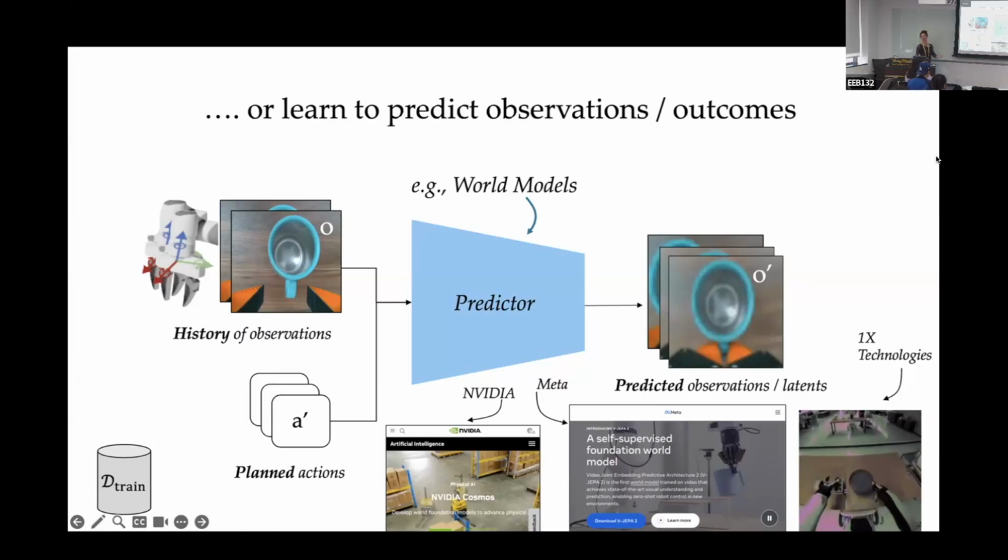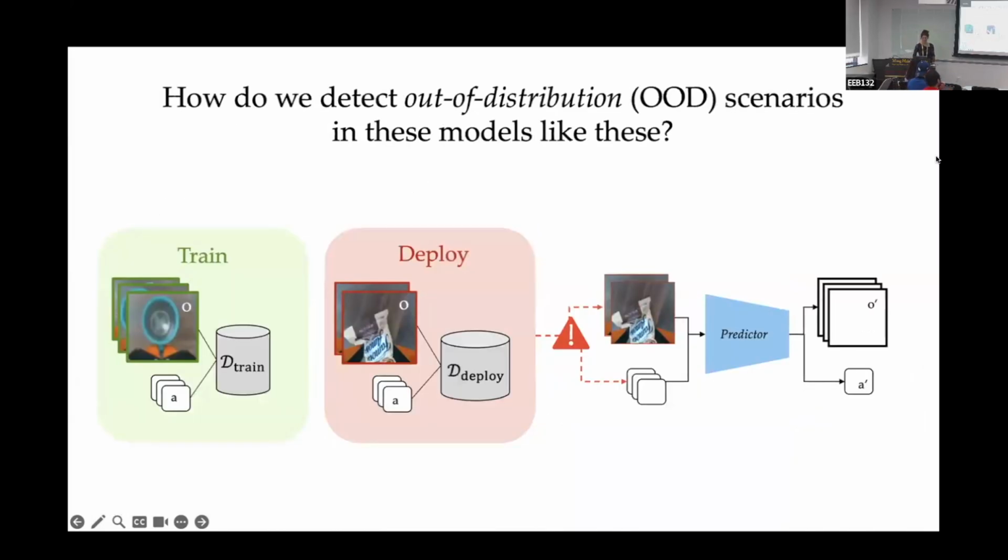So this is just a different kind of model you can train with this flavor of data set. And so the question I want to talk about today is how do we detect out of distribution scenarios in models like these? So you trained on some kind of data set of observation action pairs, you now deploy, you get to see some real observations, or maybe you're taking some actions. And the question is, okay, what's your model going to do? What's your predictor going to do?